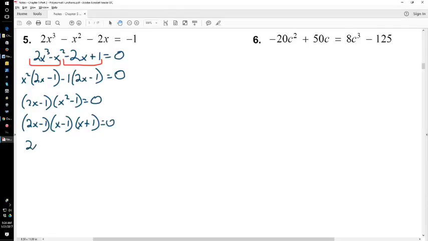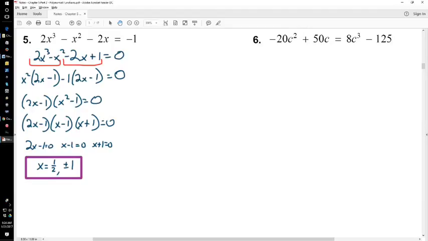And when you set them equal to 0, you get x equals 1/2 and plus or minus 1. Those are your answers. All right.